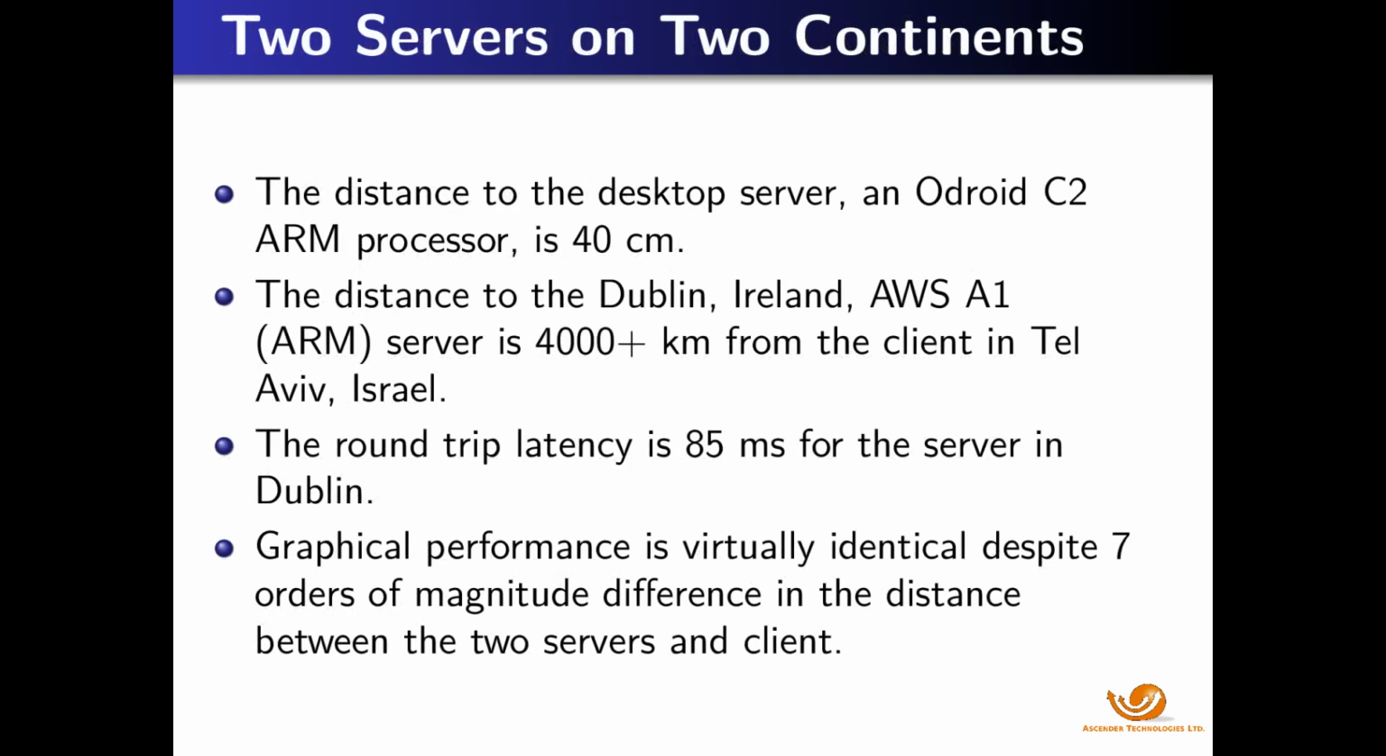Two servers on two continents. The distance to the desktop server, an Odroid C2 ARM processor, is 40 centimeters away. The distance to the Dublin, Ireland AWS A1 ARM server is over 4,000 kilometers from the client in Tel Aviv, Israel. The round-trip latency is 85 milliseconds for the server in Dublin. Graphical performance is virtually identical despite 7 orders of magnitude difference in the distance between the two servers and client.